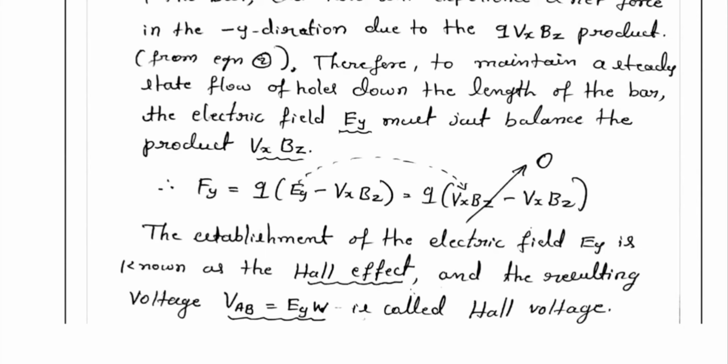So you can see here, Fy is equal to Q into Ey minus Vx Bz. So V cross B will be VB sin theta. So perpendicular means sin theta will be 1. So we will get Vx Bz. So since it is in the minus y direction, we have written here minus Vx Bz. So this Ey should balance with the other one. So we can write Q into Vx Bz minus Vx Bz. So both will get cancelled. So net force will be 0. So the hole will come back to its original place.